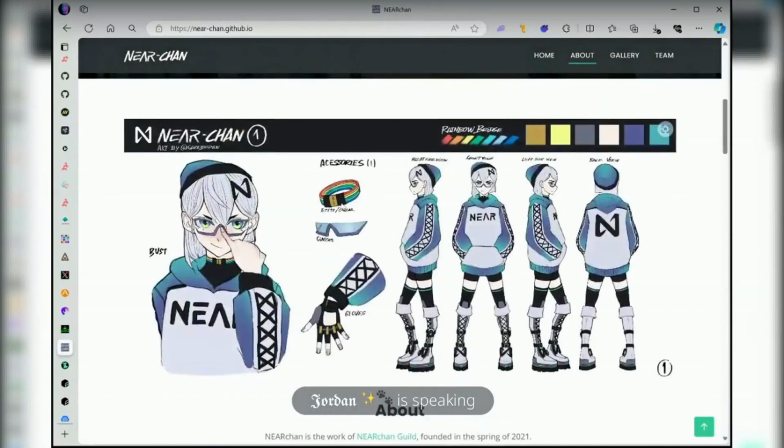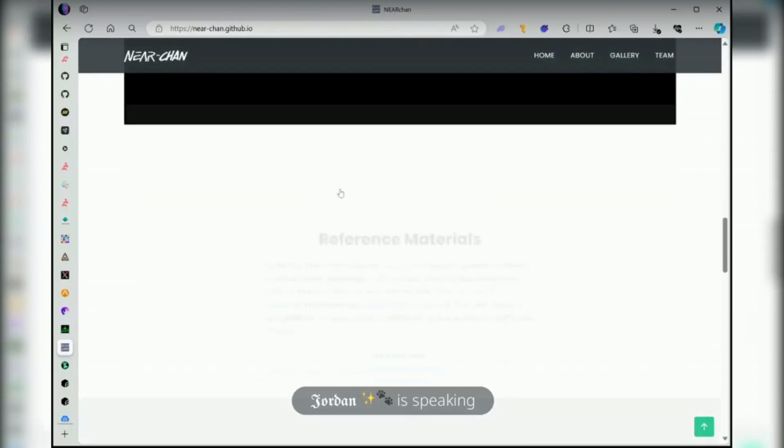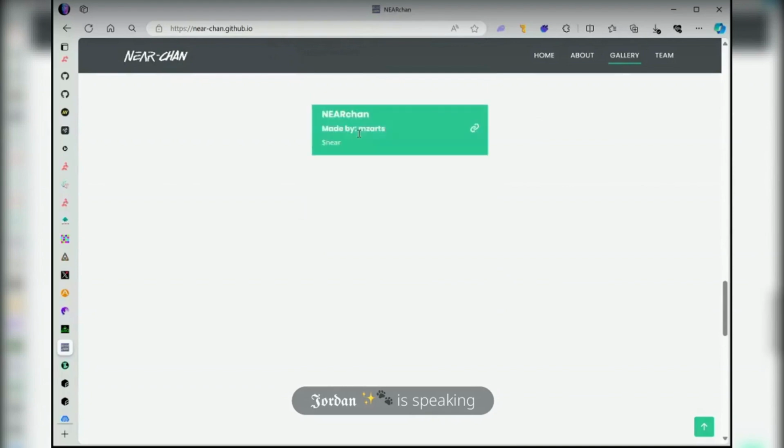DAO, which started as a guild way back in the day. And the idea here is that the guild or DAO, everybody who's involved in it, owns NearChan collectively. So well, there are NearChan NFTs. The actual IP and the likeness of Near is owned by the DAO, and she's under the Creative Commons, which means that anybody can reuse and remix and draw her. So hundreds of artists have brought NearChan to life, and we can see that in the gallery if the images load, maybe not.